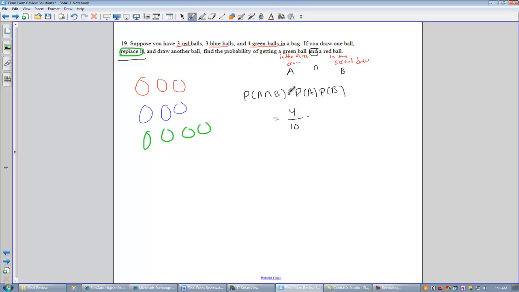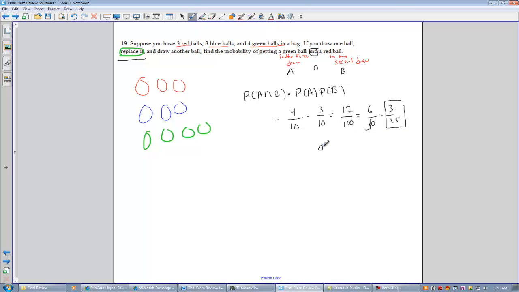And then you put the ball back in, and then you draw again, and so now we have the probability of getting a red ball, and there's 3 red balls, so it's 3 over 10. So total, you have 4 times 3, which is 12, divided by 100, which is equal to, what is this equal to? 6 over 50, which is 3 over 25.